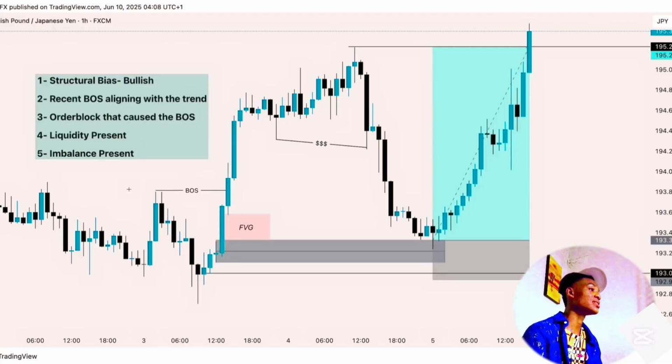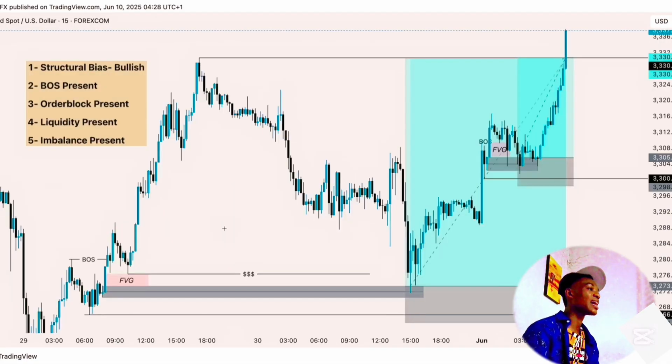I am using all these things because I have been able to try them for years and it's working for me, dishing out massive pips for me. So even if I'm sleeping, you wake me up. These are the things I need to see on the chart before I take my trade. Very simple and straightforward. This is another beautiful setup from XAUUSD.